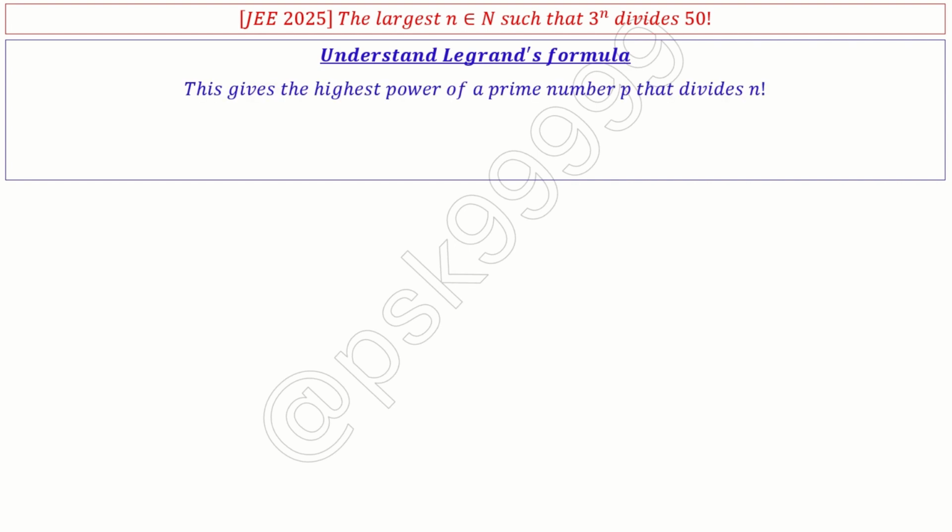So learn it. This is Legendre's formula which you need to understand. It gives the highest power of a prime number p that divides n factorial. This question is exactly the same, right? 3 is a prime, so I am asking what is the highest power, that is 3 to the power of n, n value I am asking. Correct. The highest power of 3 which divides 50 factorial. Exactly the same. And Legendre's formula is like this.